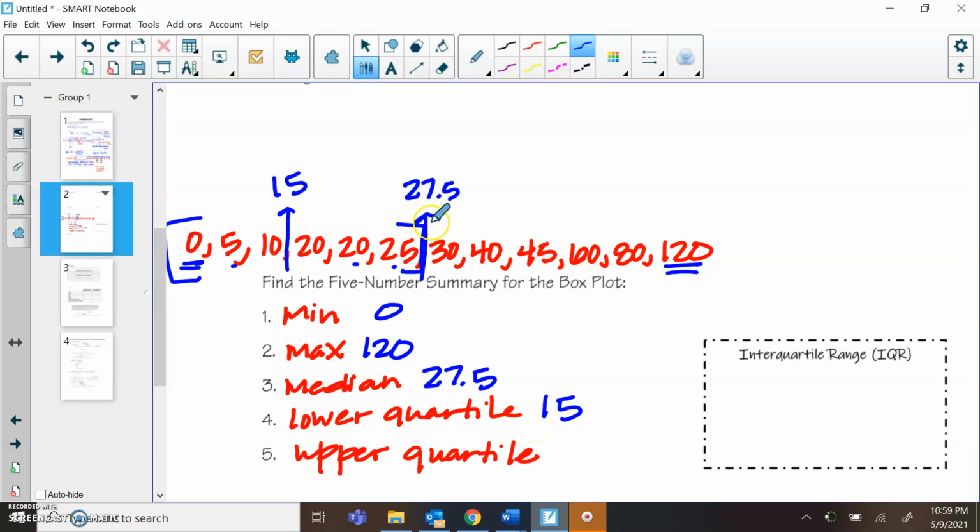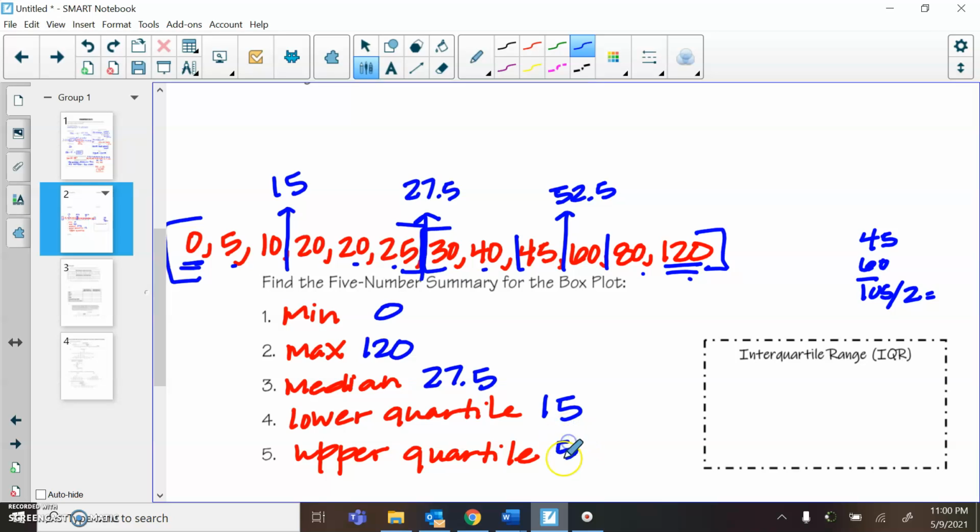So you're going to look at everything above the median, so from 30 on up. So in between 30 and 120, we cross off the highs and the lows, highs and the lows. When we get to the middle, there are 2 in the middle, 45 and 60. So in between 45 and 60, if I'm not sure what's right in between those, I can add those up. That's 105. Divide that by 2. That gives me 52.5. So the upper quartile is 52.5.